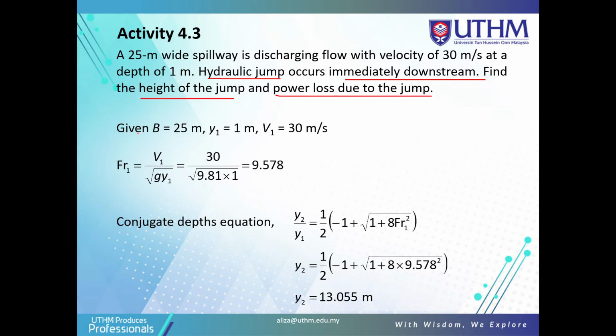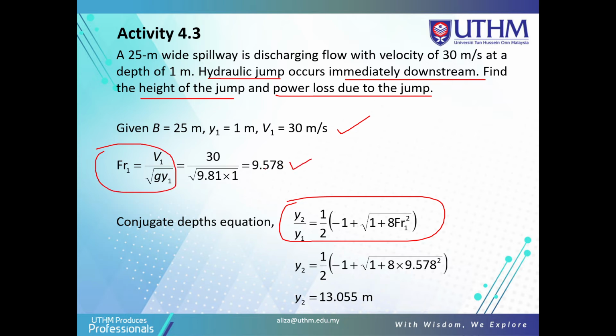So the given B is 25 meters. It is a rectangular channel, so you can use the conjugate depth here. y1 is given as 1 meter and v1 is 30 meters per second, so with the data given you must find the Froude number. Based on this formula, the value of the Froude number is 9.578.